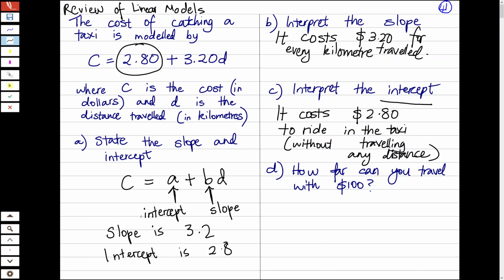Okay, let's finish off this question. So the last question is, how far can you travel with $100? Does anyone have any suggestions on how we might solve this question? Divide that by 20. Wait. 2.80 plus 3.20 times D. Oh, 100 times.